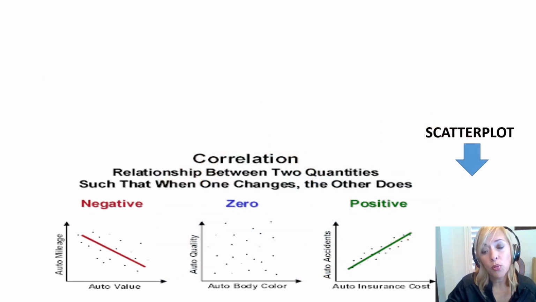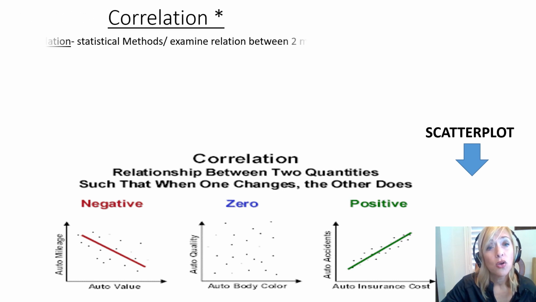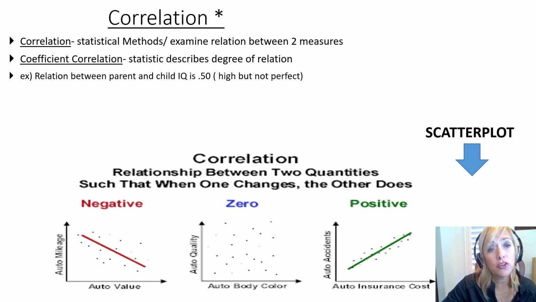This is such an important word in psychology, and the word is correlation. Correlation does not mean causation. It's so important that we know this.